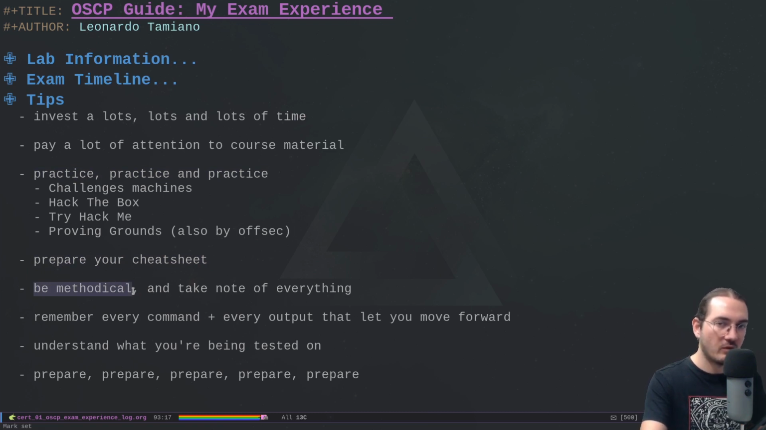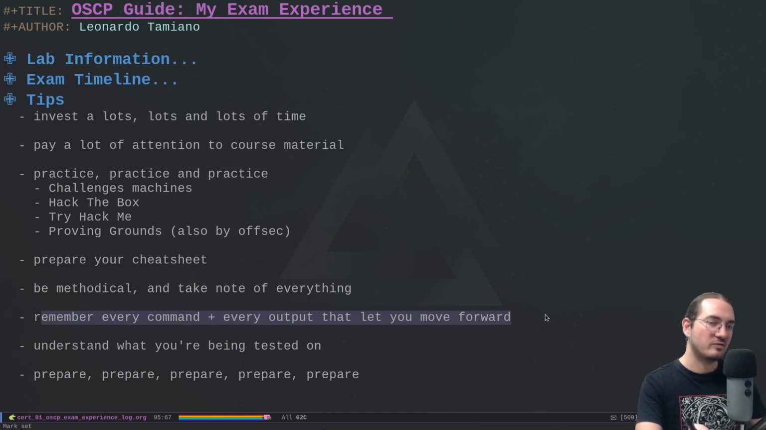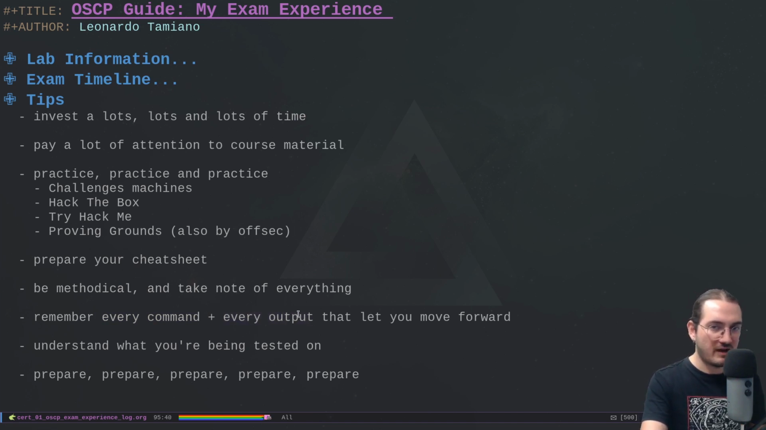Try to develop your own methodology with respect to how you approach uncertainty, because that's what you have to do. At the end of the day, you have to approach the uncertainty of the exam. Remember every command and every output that lets you move forward. Once you start the exam, let's say you find something that brings you one step forward into the machine. The moment you find it, I suggest you copy the command you used and the output you received somewhere in your notes, take a screenshot, and give proper names to the screenshot files so that you can quickly recognize and order them.